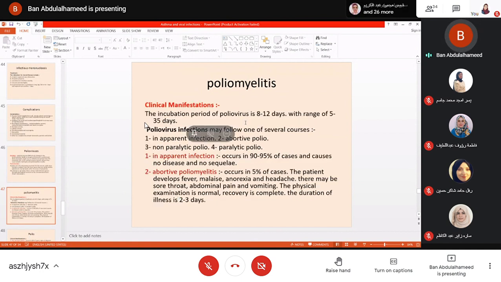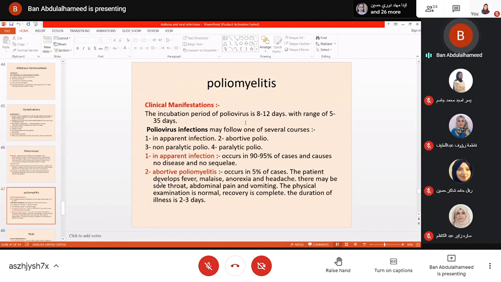Regarding the clinical manifestation of poliomyelitis, first we have the incubation period, which is about 8 to 12 days and ranges from 5 to 35 days. The poliovirus infection follows several courses, and there are 4 important types of clinical presentation of poliomyelitis. The first one is inapparent infection. The second presentation type is abortive polio. The third type is non-paralytic polio. And the fourth type is paralytic poliomyelitis.